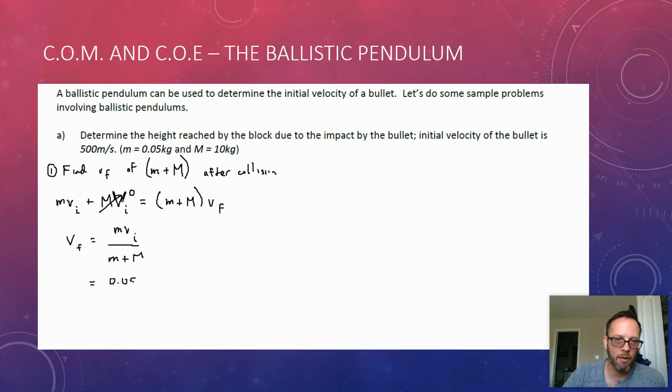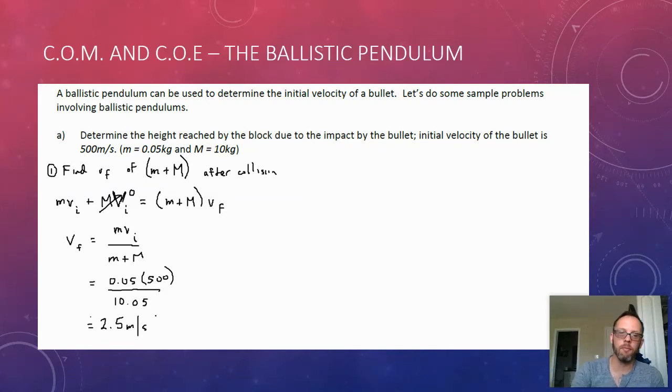So 0.05 kilograms, 500 meters per second, and their combined masses together, 10.05 kilograms. So what we're expecting is because the mass of the block is so much bigger compared to the bullet, that the combined speed of the block and the bullet should not be too big. Times 500 divided by 10.05. It's actually pretty significant. So about 2.5 meters per second. That's what I got.